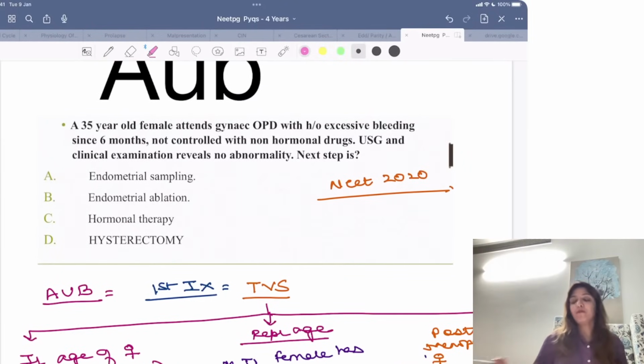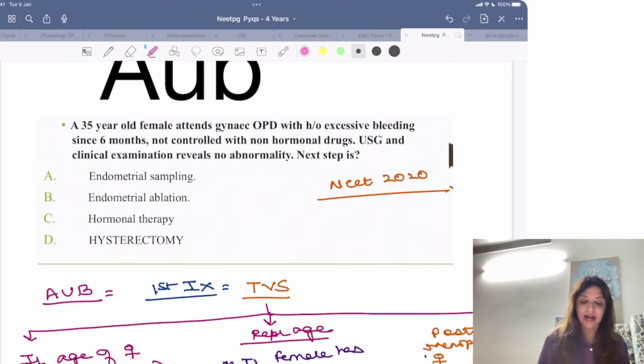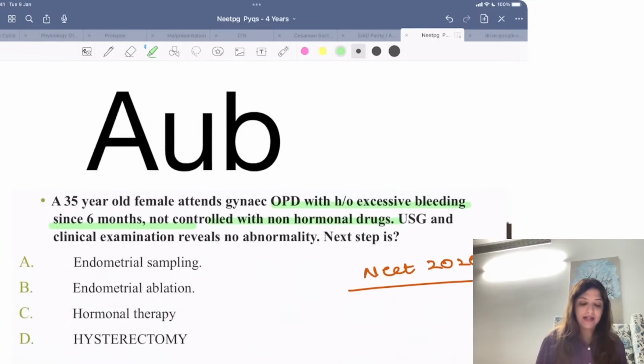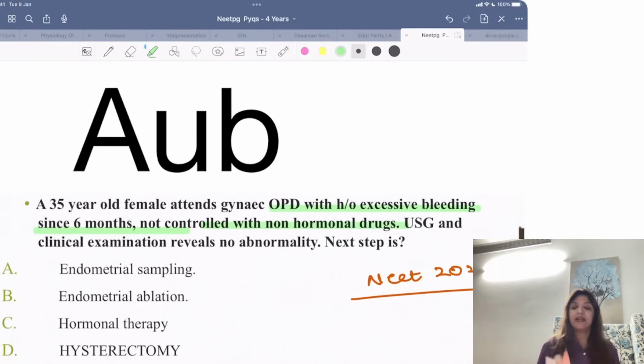Now comes a very important concept and a very important question on AUB. A 35-year-old female attends gynae OPD with history of excessive bleeding 6 months ago, which is not controlled with non-hormonal drugs. Ultrasound and clinical examination reveal no abnormality. What is the next step?